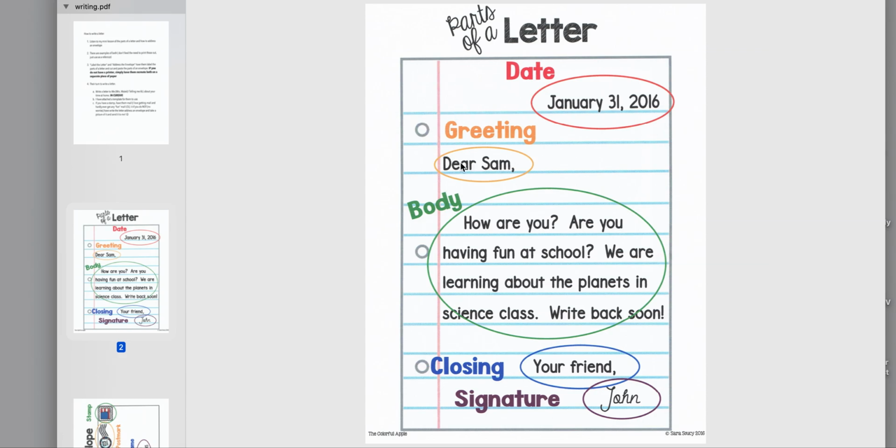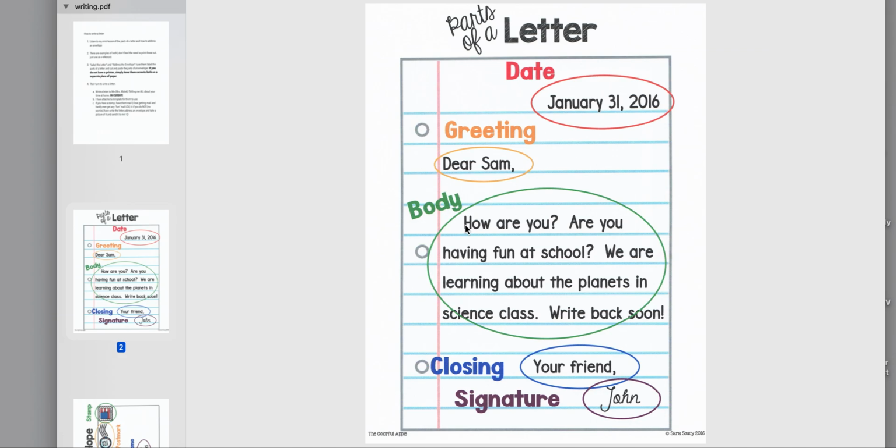Then the next one, you would have your greeting. Dear whomever you're writing to. So if I were writing to you guys, I would say, Dear boys and girls, comma. Okay, don't forget that comma. Then what comes next is we have the body of the letter. Okay, that's where you talk about all the things that you're going to talk about to that person.